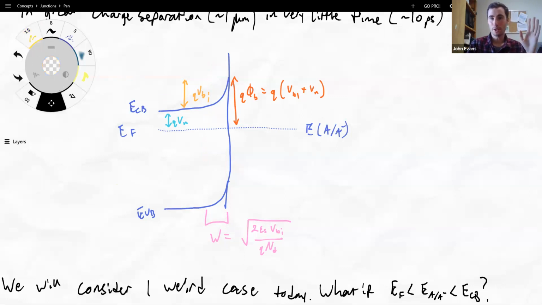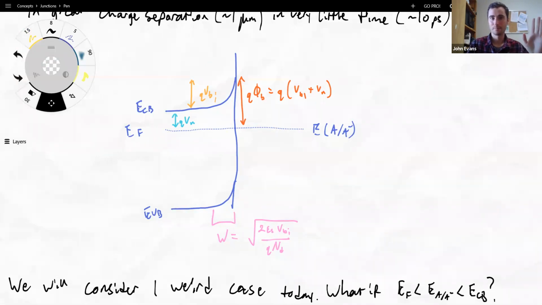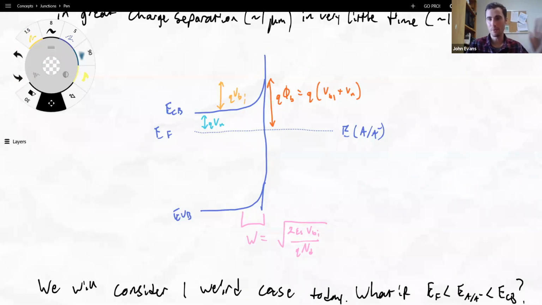So that's the basics of a junction. That's how they work. And hopefully at this point, if I give you a band bending diagram, you can identify all of these different pieces. You can identify the built-in voltage. You can identify V sub n. You can find the barrier height. You can find the depletion width. You can find the work functions. You can find the electron affinity. You can find the band gap.